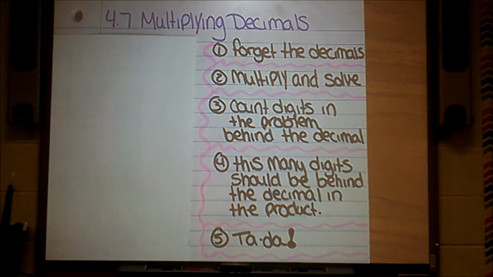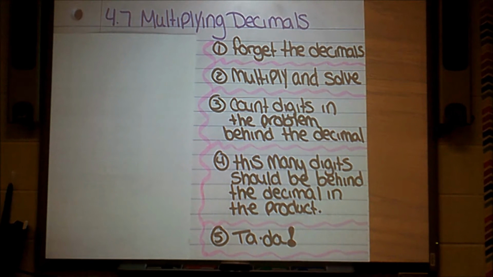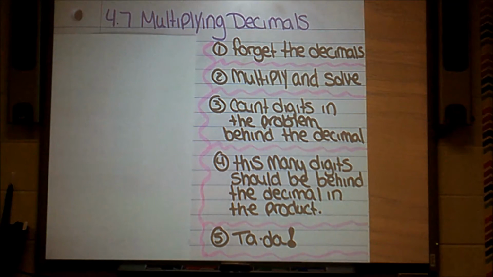After you've solved the problem comes step 3, where I want you to count the number of digits in the problem that are behind the decimal. That number that you counted has to be replaced in your product, which is step 4. This many digits should be behind the decimal in the product. And our last step, step 5, ta-da! You're done. That is your final product.